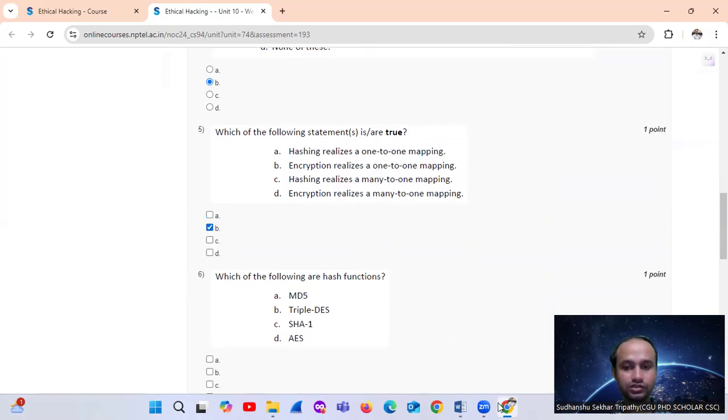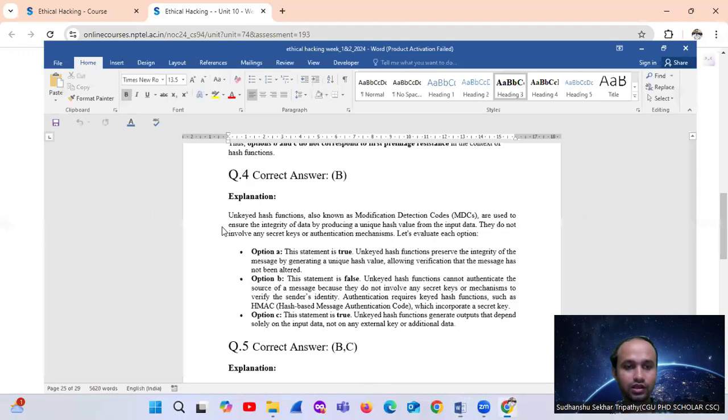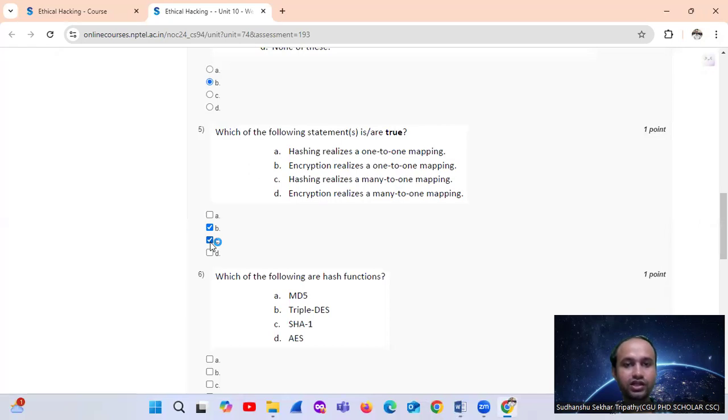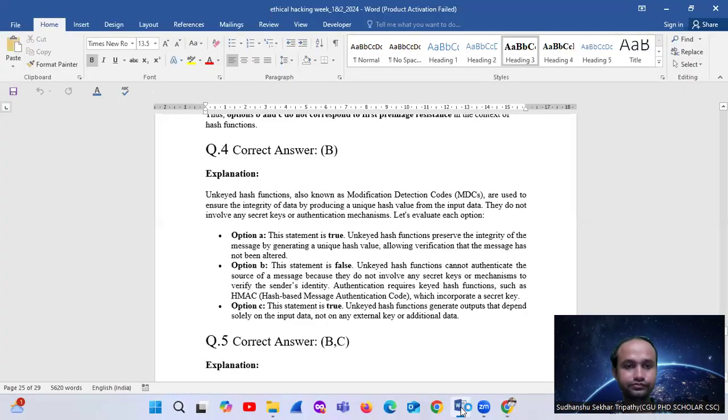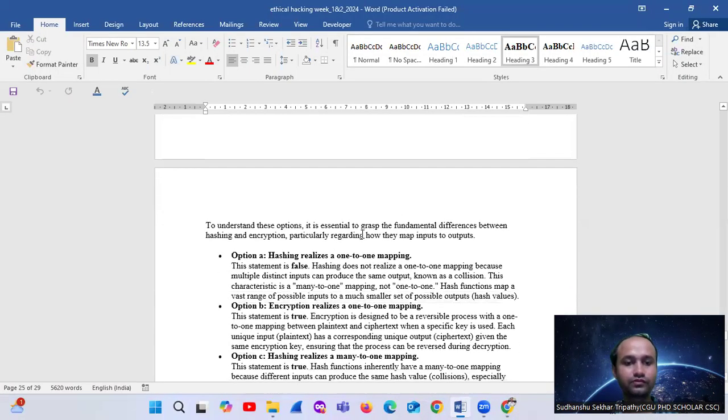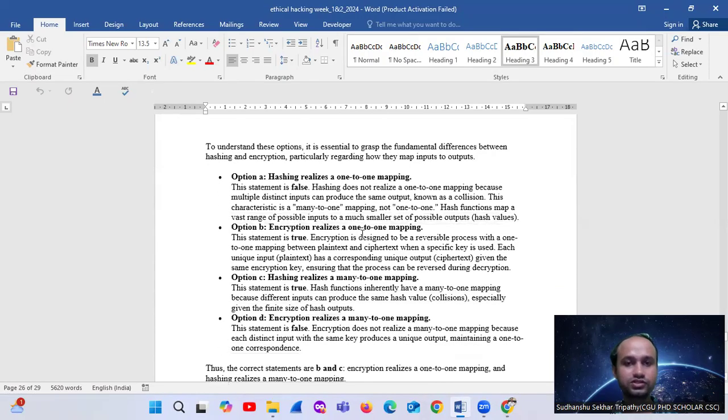And option C will be hashing realizes a many-to-one mapping. So let's see the explanation also. The true options for 5 are B and C, and let's see the explanation for the options. Look, to understand these options, it is essential to grasp the fundamental difference between hashing and encryption, particularly regarding how they map inputs to outputs.